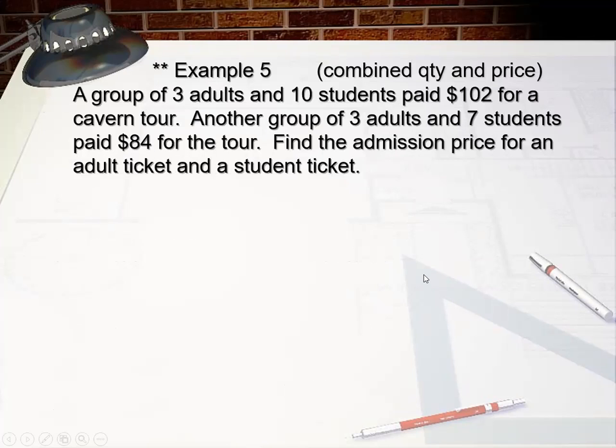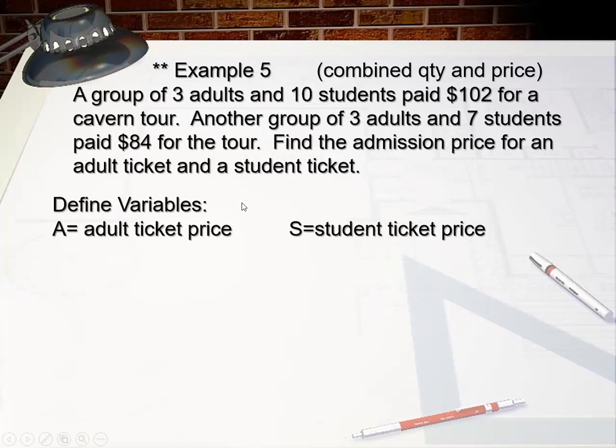Okay, example 5, this is a combined quantity price. So a group of 3 adults and 10 students paid $102 for a tour. Another group of 3 adults and 7 students paid $84 for the same tour. They want to know what is the admission price for an adult ticket and what is the admission price for a student ticket. Okay, so we're dealing with adults and students, so we're going to just pick A and S here.